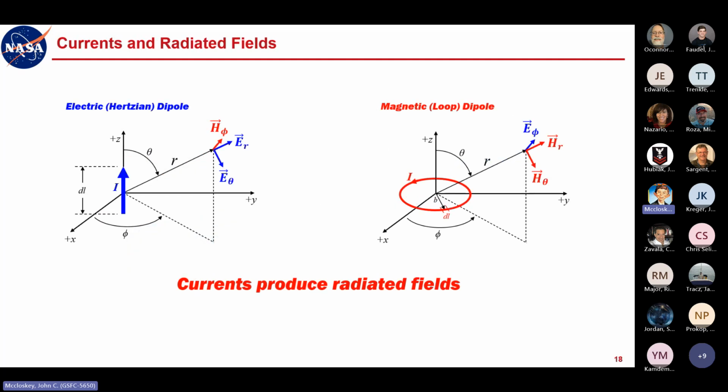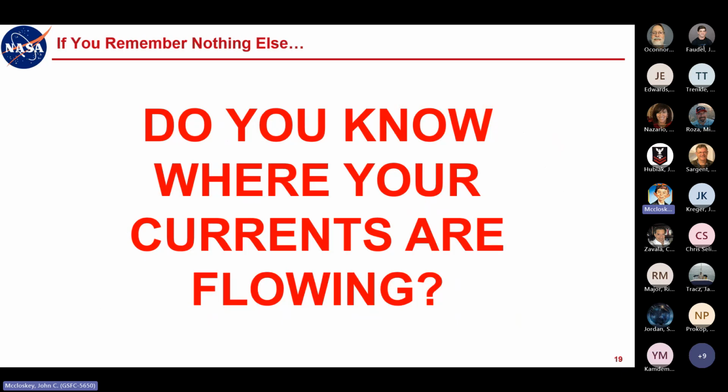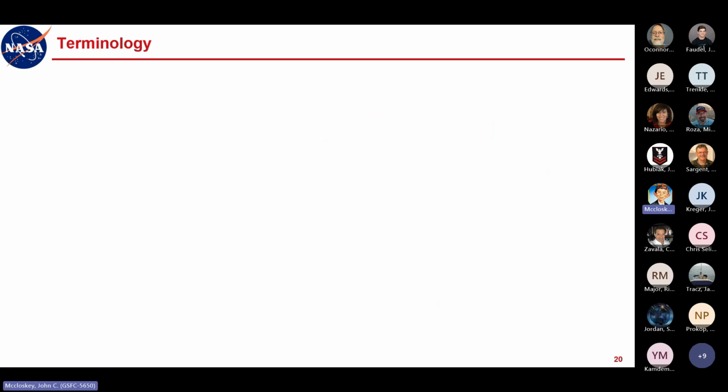So the bottom line with our elemental dipoles, whether it's a Hertzian dipole or a magnetic dipole, is that it comes back to current. Currents produce radiated fields. So the basic message there is: control the current, control the fields. Almost like I've said that 100,000 times, right? And 100,001. Remember nothing else. Do you know where your currents are flowing? Almost like I put that chart in there on purpose. My spidey sense tells me you're going to see it a few more times before the end of the presentation.